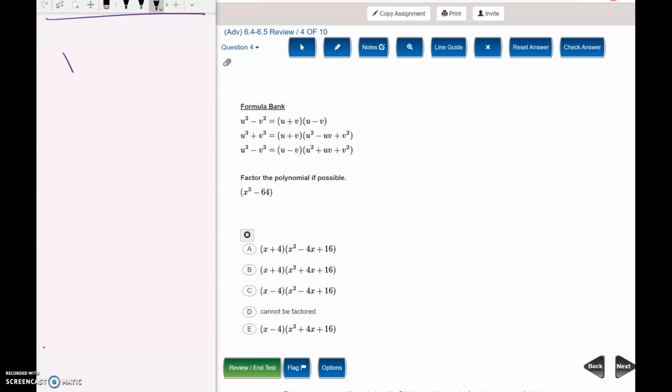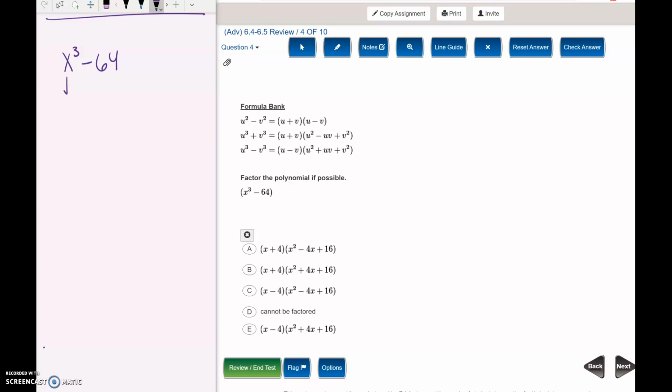Question 4 on the test, it won't have the parentheses. I don't know why I put parentheses there. But it's x cubed minus 64. This is the difference of two cubes, which is the third formula up here in this formula bank, the formula bank that's at the top of every single problem on this test and review.